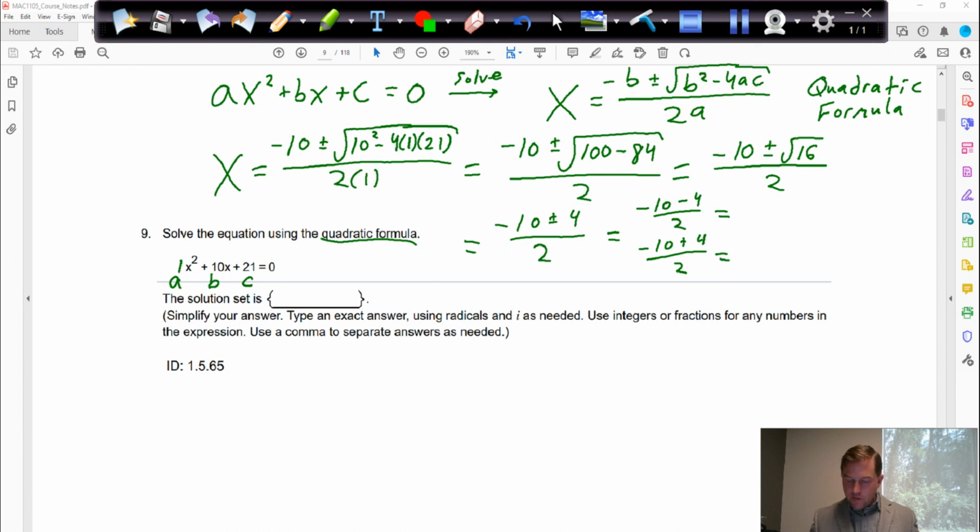Minus 10 minus 4 is minus 14. Minus 10 plus 4 is minus 6. And these simplify to minus 7 and minus 3. So those would be our two answers.